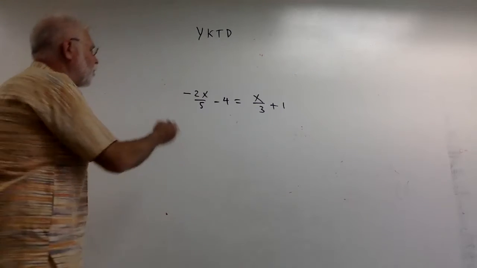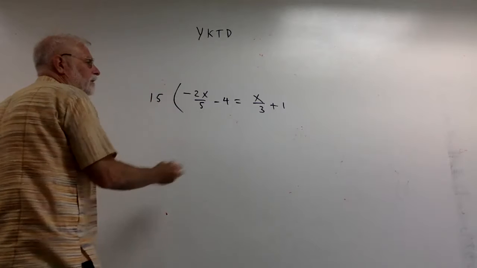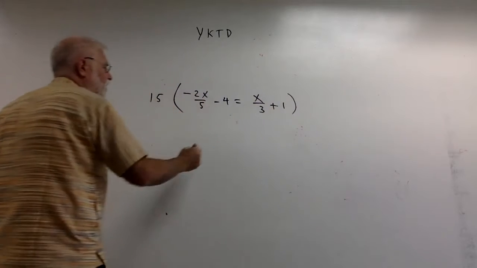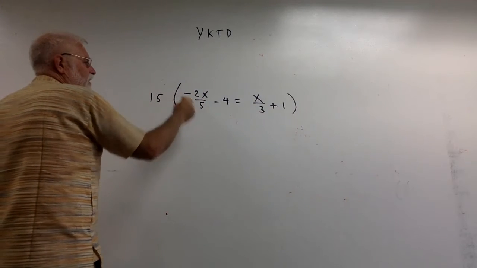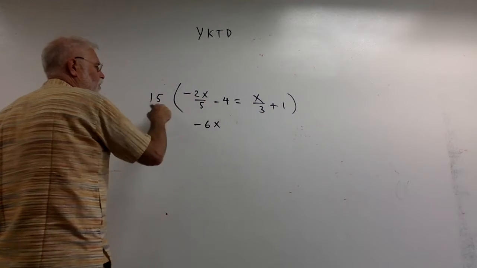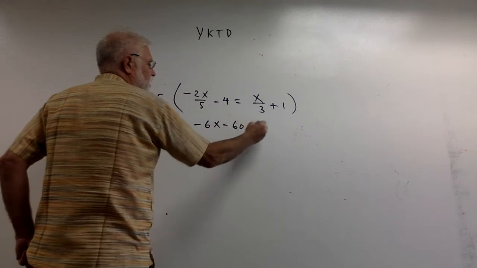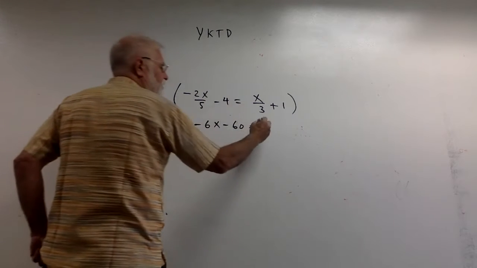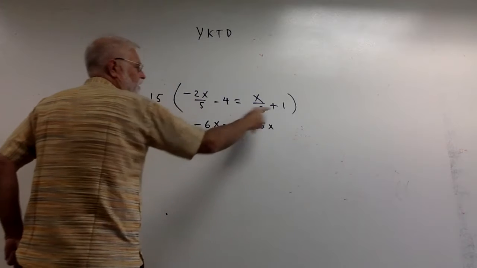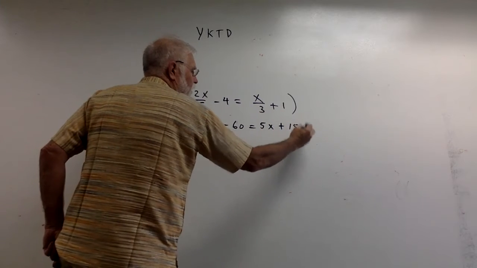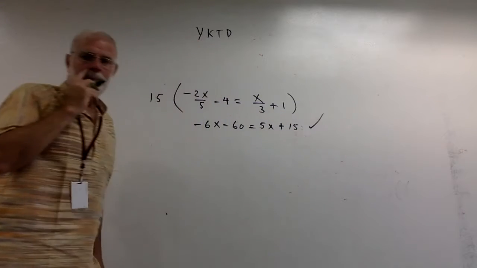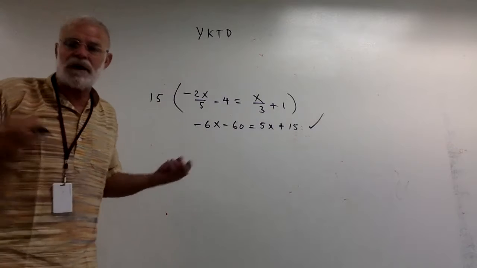So what I'm looking for is multiplication by 15, the correct multiplication: 3 times negative 2, negative 6x, minus 4 times 15, minus 60. 3 goes into 15, 5. 5 times x, 5x. And 15 times 1 is 15. You give me that, I'll give you that. All right? That's all I'm going to ask for.